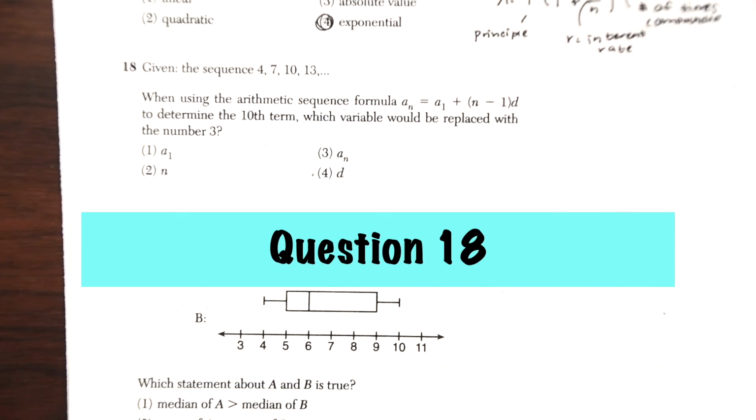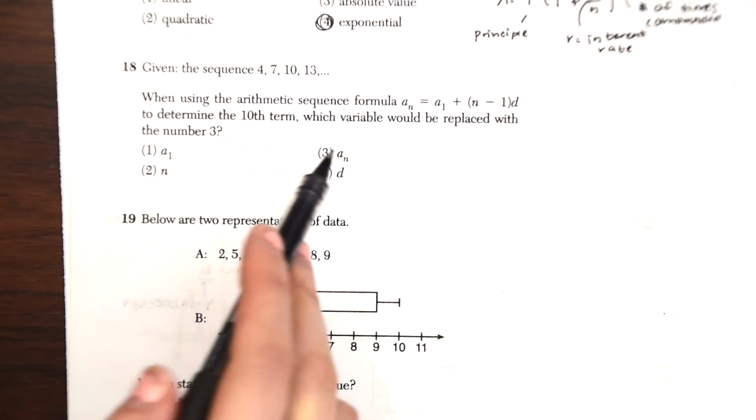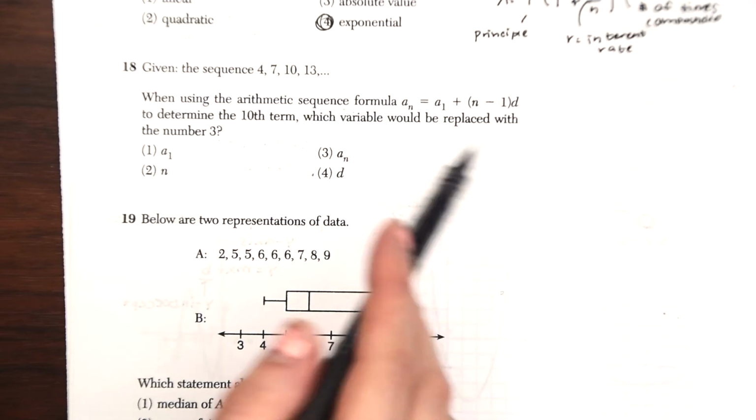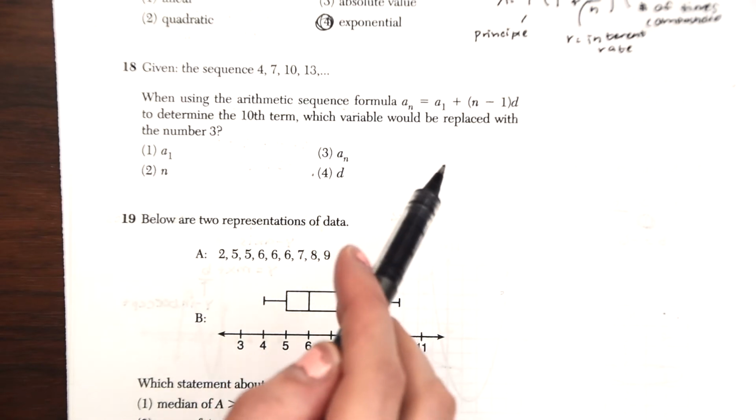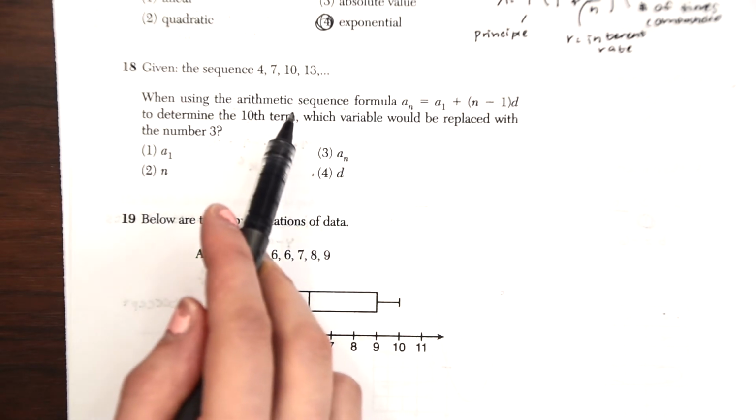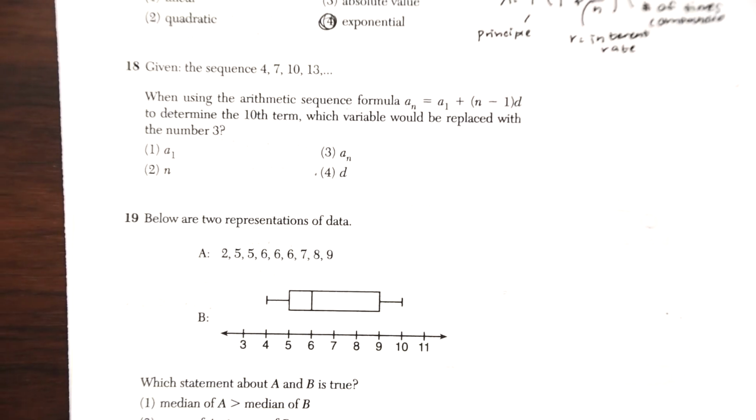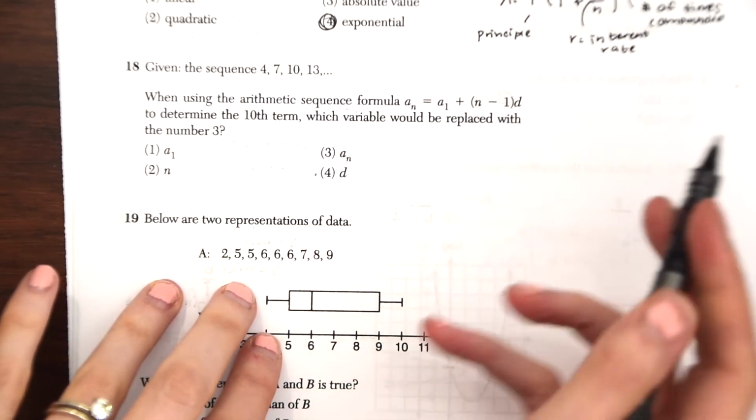Question number 18. Given the sequence 4, 7, 10, 13, when using the arithmetic sequence formula a sub n equals a sub 1 plus n minus 1 times d to determine the 10th term, which variable would be replaced with the number 3? So this is kind of a weird question because they're not asking you to actually find the term value or even use the formula. They wanted to see if you understand what this formula even means.